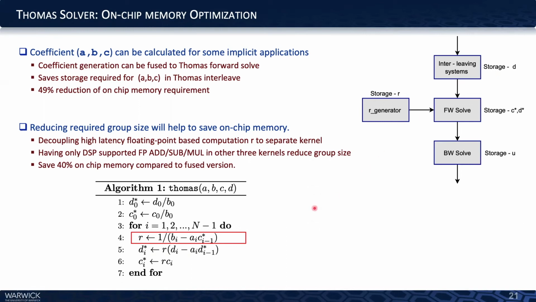For that, we decouple the computation in this red bus of Thomas forward solver to another kernel called the R generator. This leads to storage for another data structure R, but the group size for other data structures will be much smaller. This reduces the memory requirement by 40% compared to the fused version.